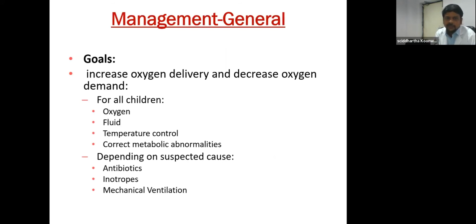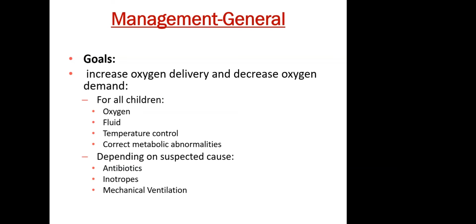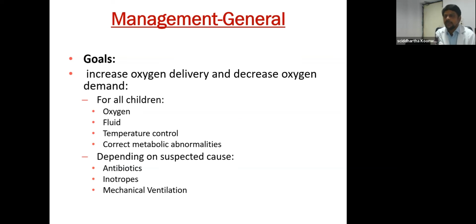Now coming on to the management, the general goals for management of shock include the goal to increase oxygen delivery and to decrease oxygen demand. So for all children, we start with 100% oxygen. We give fluid boluses as per requirement. We have to manage both hypo as well as hyperthermia, because hyperthermia ultimately leads to increased oxygen demand. We have to correct any metabolic abnormalities, correct any electrolyte abnormalities. We have to maintain blood glucose level below 180 milligram per deciliter. We also have to avoid hypoglycemia.